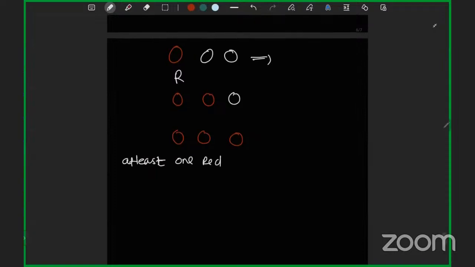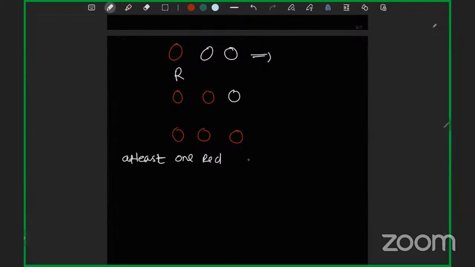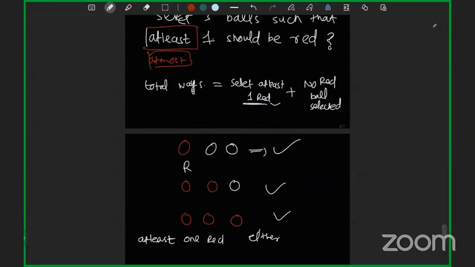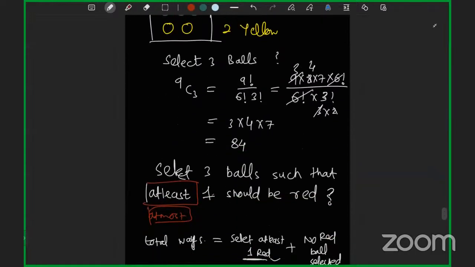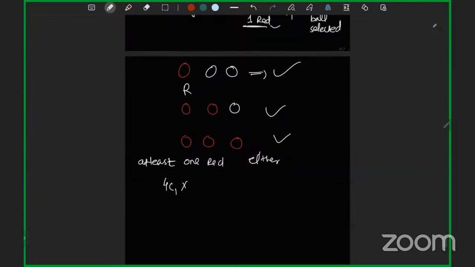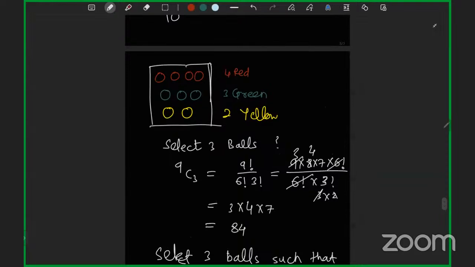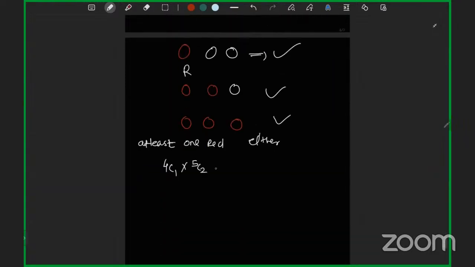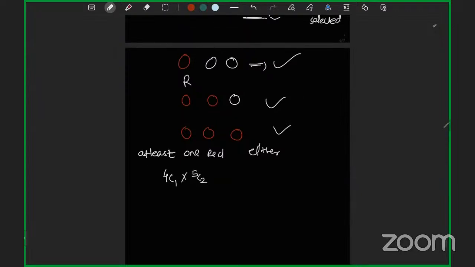Okay. So in this, there are three cases happening: either one red, two red, or three red. If you see the first one, how to solve that is I have four reds, and out of that I want to select one only. So that is 4C1. Then I'll multiply and select the other two, which can be anything, any green or yellow, so that is 5C2. This is the first case, one red and two anything else.